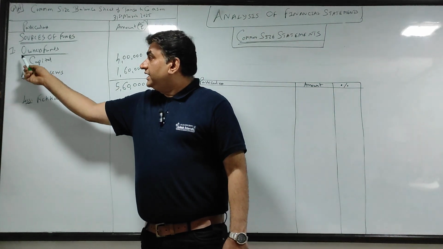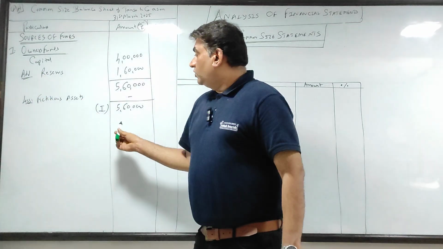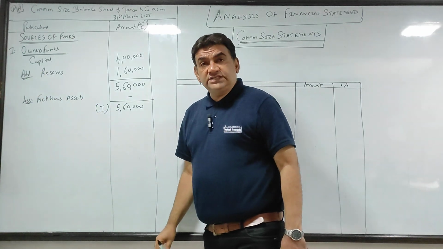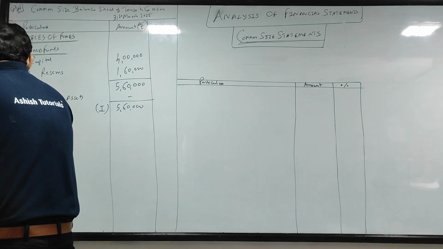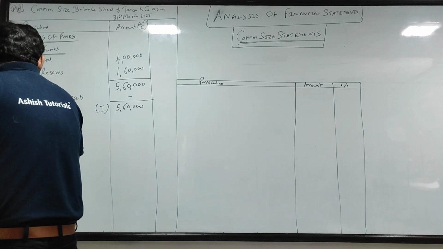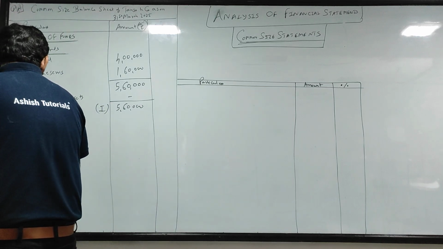I've written again the heading Roman number 1, 560. Okay, now the second thing. Second, the money which we have borrowed.